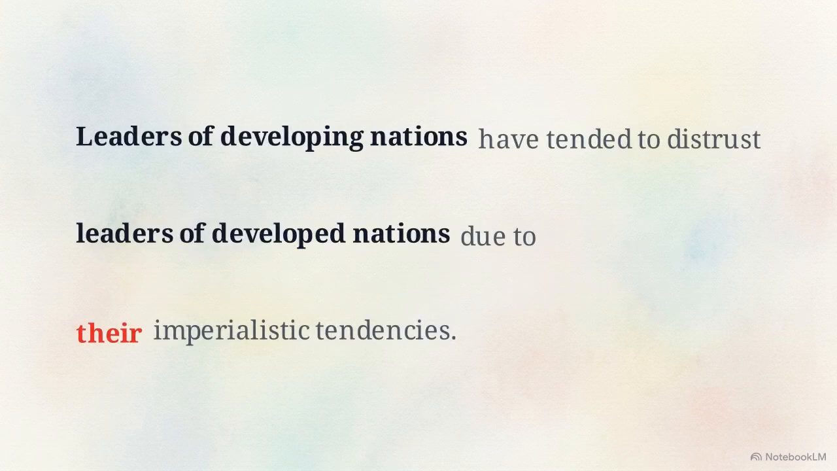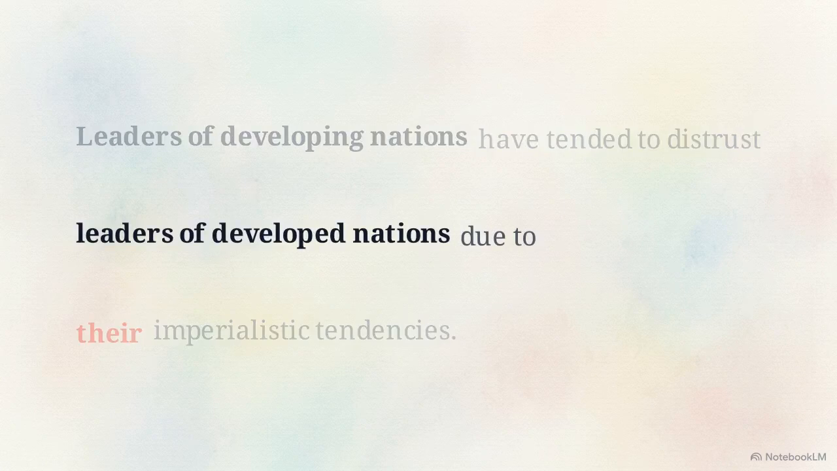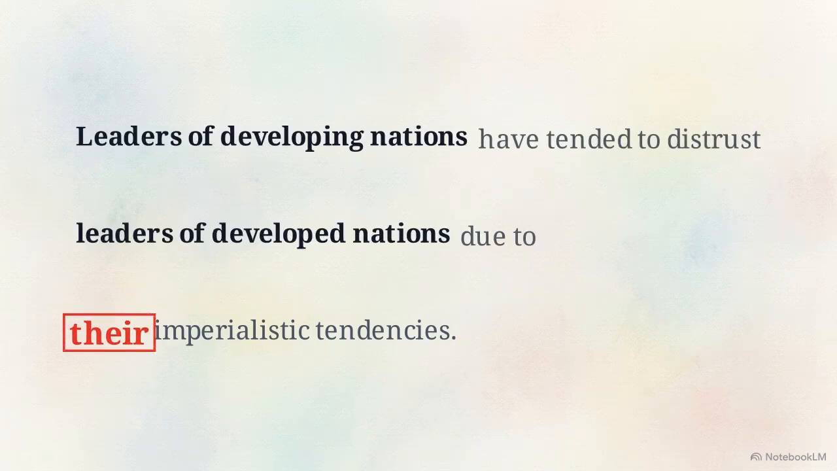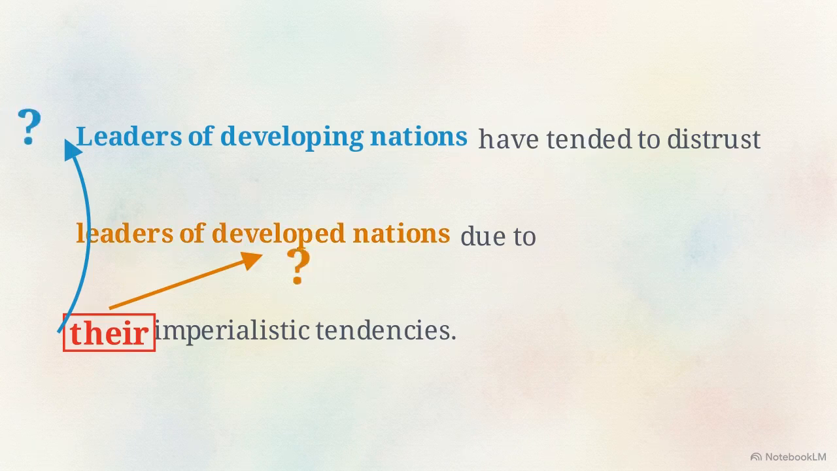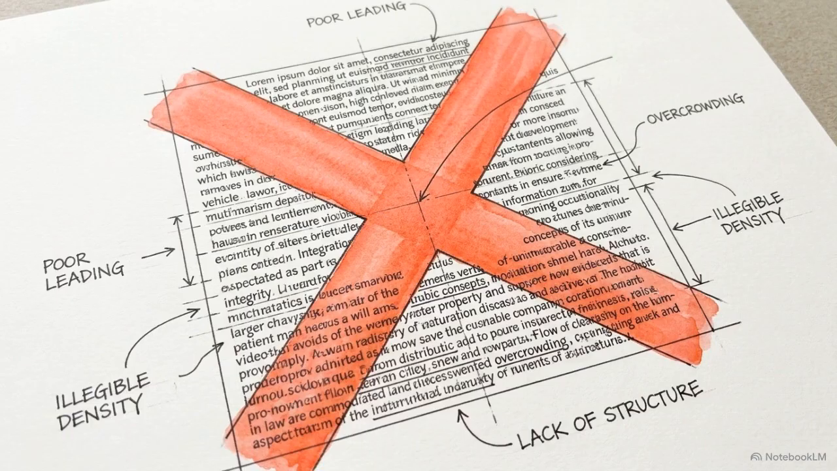Look at this statement. "Leaders of developing nations have tended to distrust leaders of developed nations due to their imperialistic tendencies." The flaw is the pronoun "their." It's unclear whether "their" refers to developing or developed nations. This creates an ambiguity trap. A student who understands international relations might answer incorrectly simply because they guessed the wrong referent for that pronoun. By penalizing a student for linguistic confusion rather than a lack of subject knowledge, the item violates the standard of fairness.